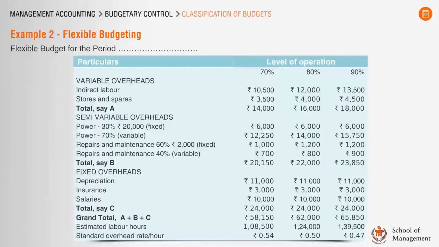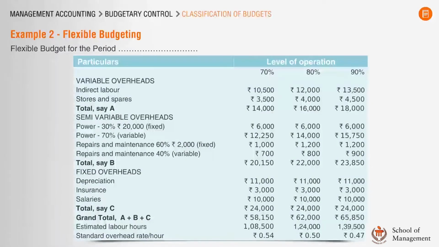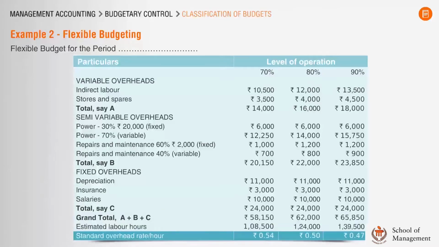90% capacity is 65,850 rupees. Labor hours at 80% utilization is given as 1,24,000 hours. Therefore, labor hours at 70% capacity would be 1,24,000 hours divided by 80% multiplied by 70%, which is 1,08,500 hours. Similarly, at 90% utilization, labor hours would be 1,24,000 hours divided by 80% multiplied by 90%, which is equal to 1,39,500 hours. Dividing the total cost by labor hours, we get the standard overhead rate per hour.